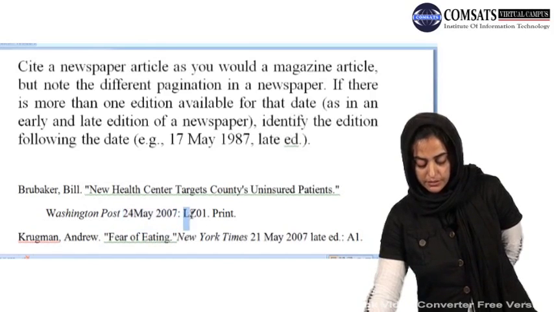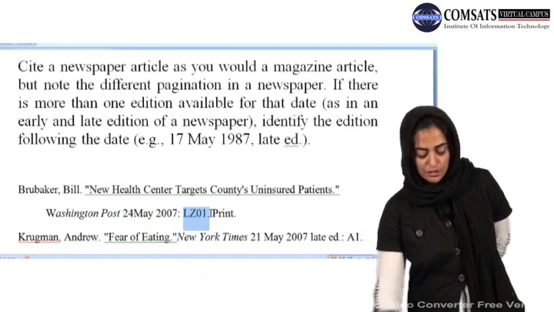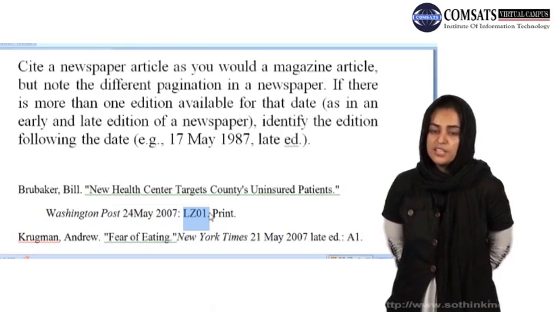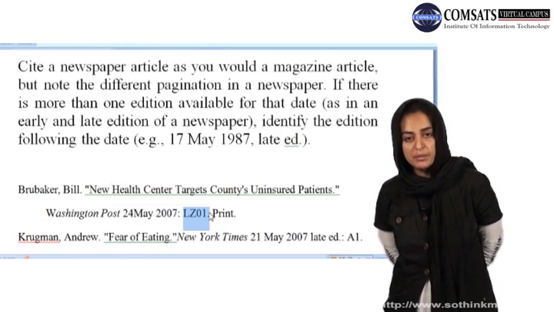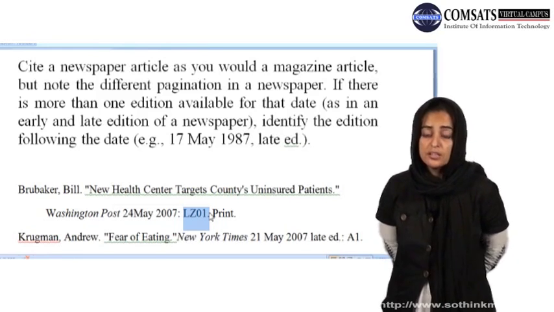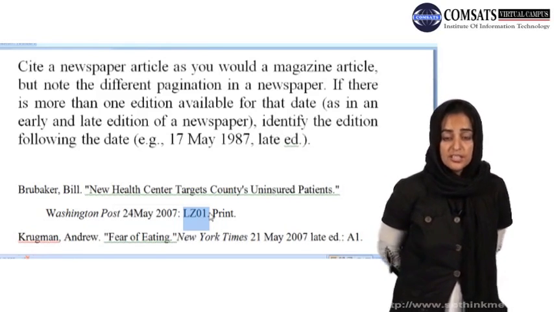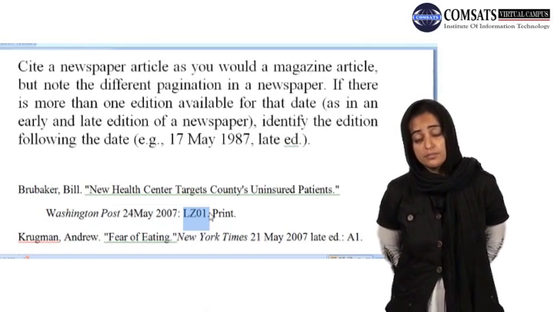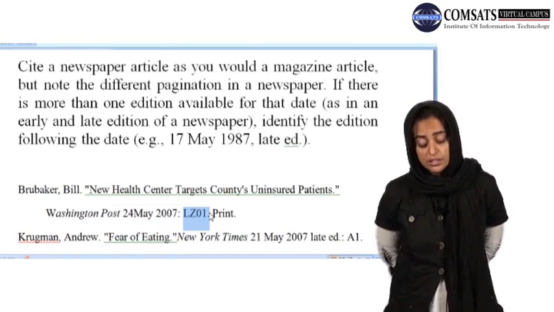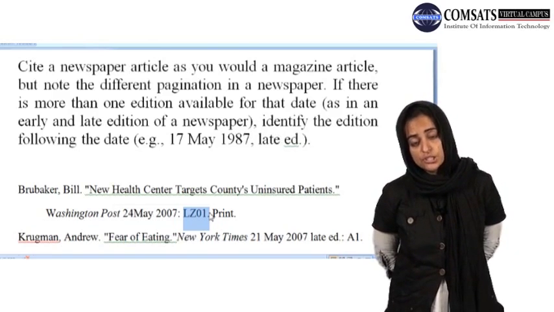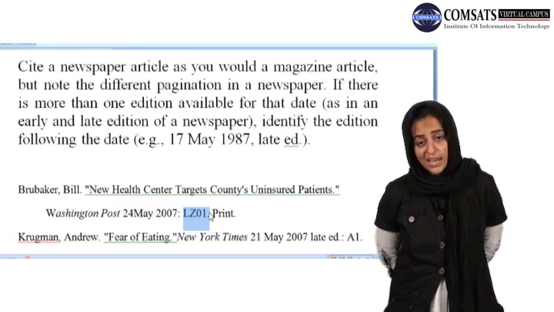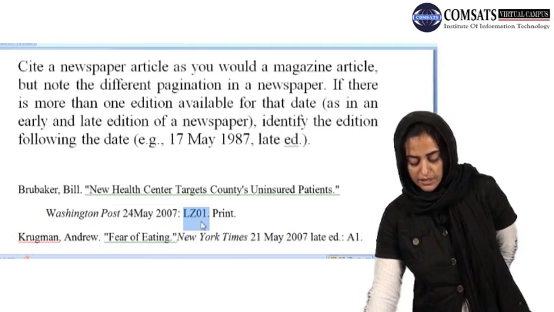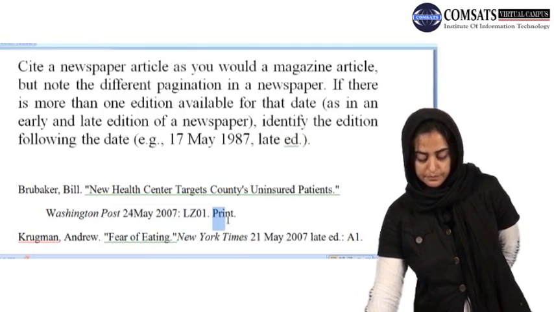Then over here you are supposed to be extremely cautious, dear students, about the pagination in the newspapers. The pagination style in the newspaper might be different. Some newspapers number their pages as 1, 2, 3, 4, 5, 6, some others as A1, A2, A3, A4, A5, A6, then some others as AB1, AB2, AB3. So you are supposed to follow the same pagination format and write the exact number of the page as mentioned in the newspaper, and over here it is LZ01, dot, then the medium of publication is Print.